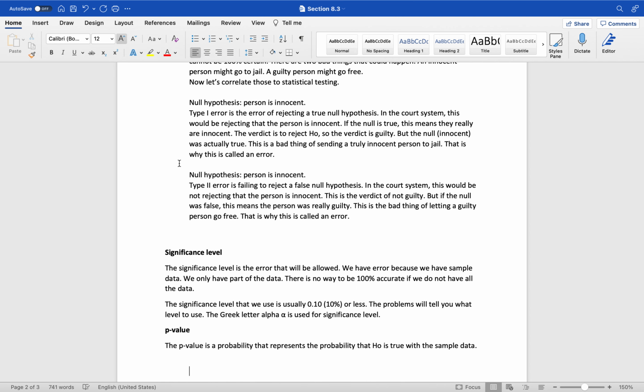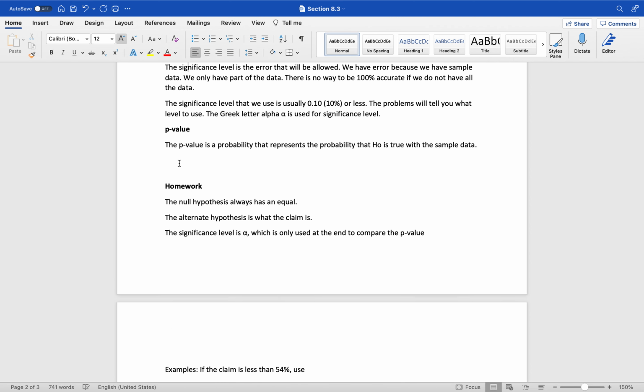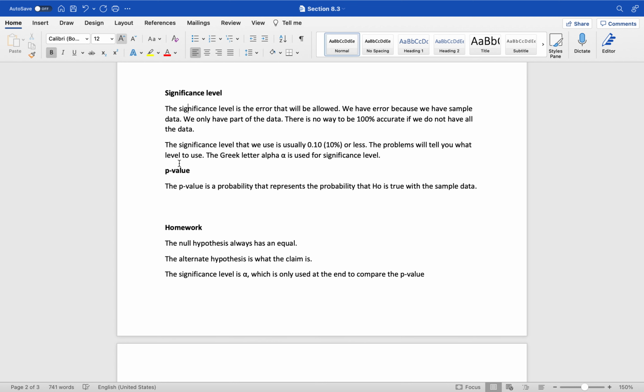The significance level is the error that we will allow. We use 0.10 or 10% or less. The problems will tell you what to use. The Greek letter alpha is our significance level. The p-value is the probability that H0 is true.